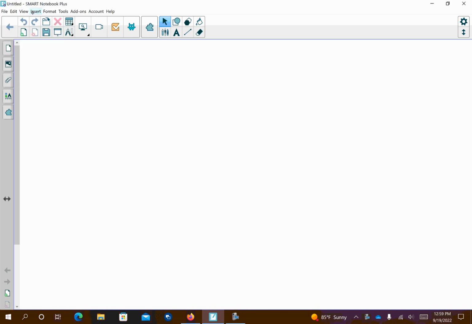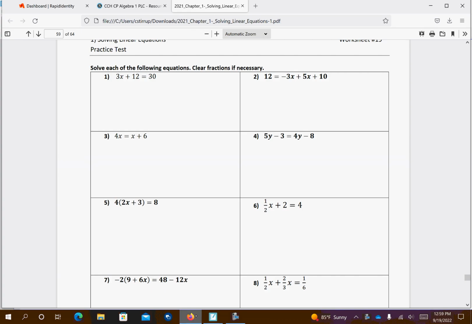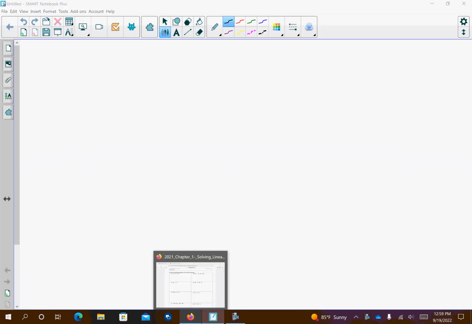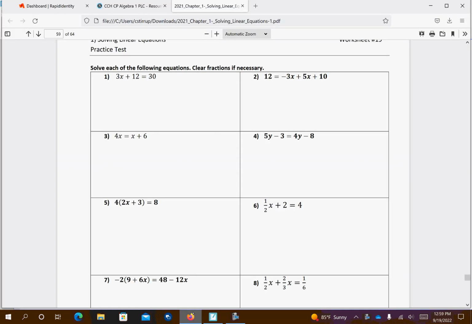SCP Algebra 1. So we're going to be looking at these pages. Let's make sure we feel comfortable with doing it. Each of these problems will be talked about, how we're going to work it out. So the first problem, we want to solve for x. We don't have any fractions, so remember we have this dotted line here.